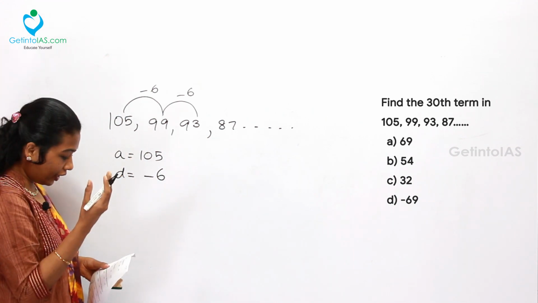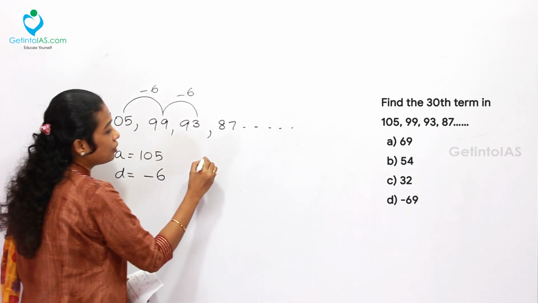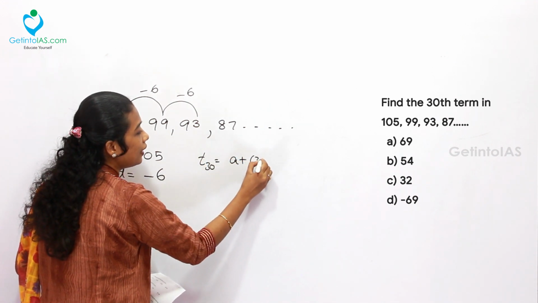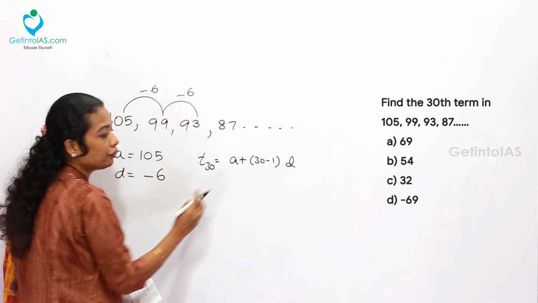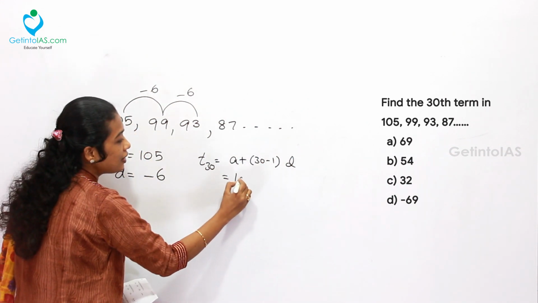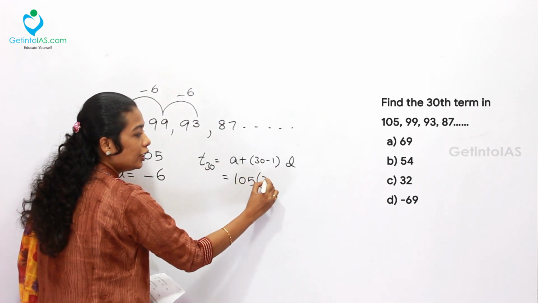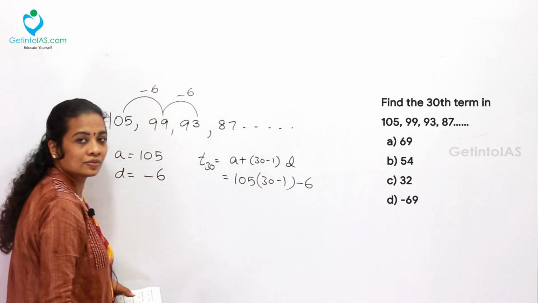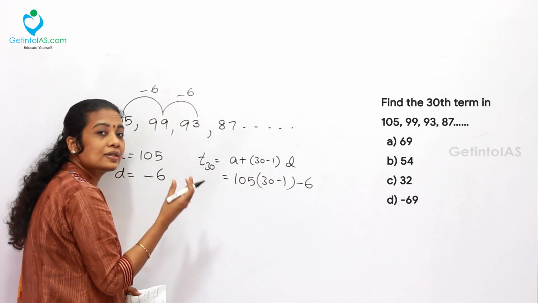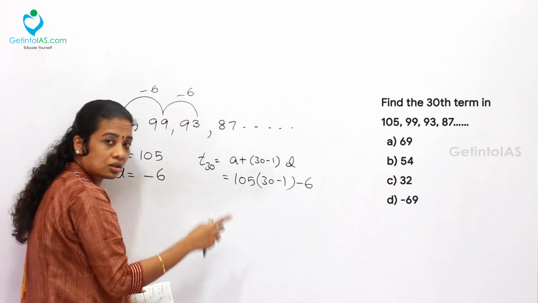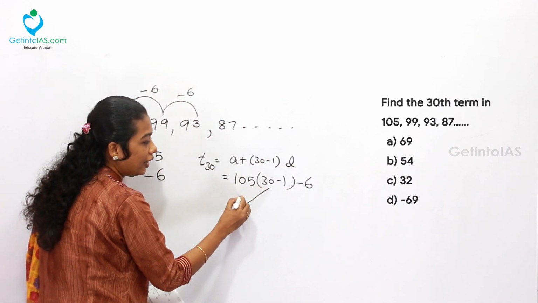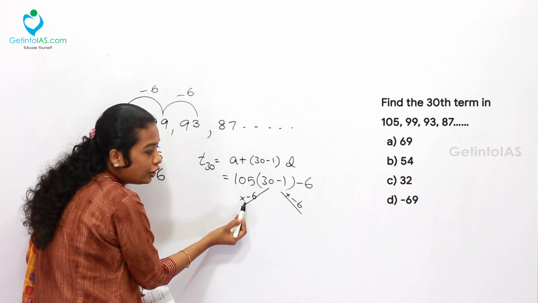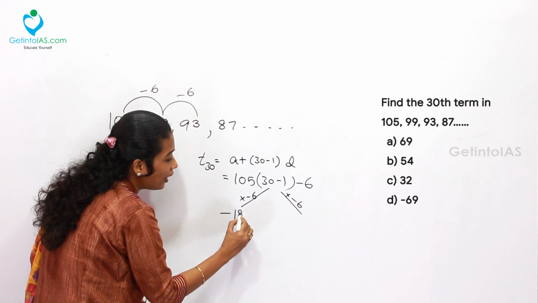Now, what do we want to find? The 30th term, T30, which will be equal to A plus (30 minus 1) into the difference. What is A here? A is 105. So, 30 minus 1, let it be. What is the difference? Minus 6. Now, we are not going to solve it as 29. Why? Because 30 into 6 is easier than 29 into 6. So, here into minus 6. 30 into minus 6 is minus 180.